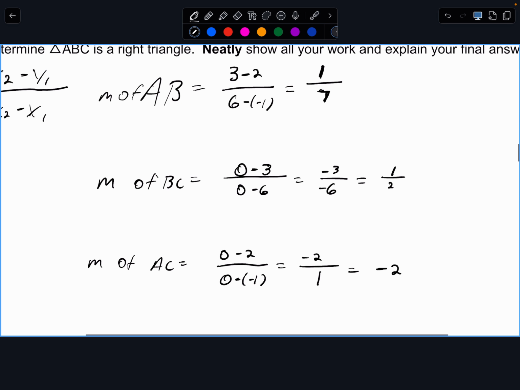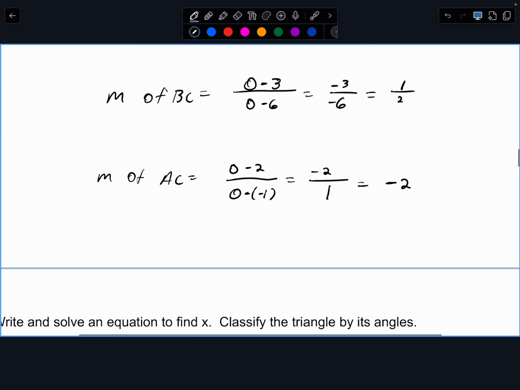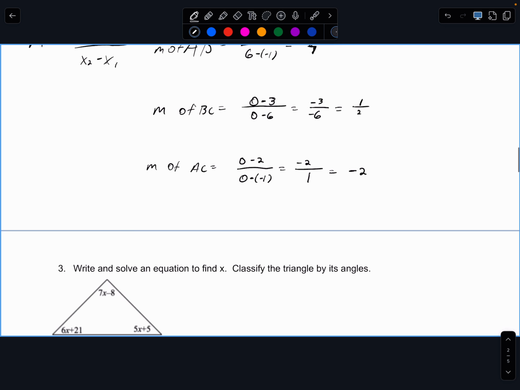Okay, so take a look at all 3 slopes. Do you see any 2 slopes that are opposite reciprocal slopes? Yes. Awesome. The last 2, BC and AC, are opposite reciprocal slopes. So what can we say about this triangle ABC? It is a right triangle. So I'm going to say segment BC is perpendicular to segment AC. So triangle ABC is a right triangle.